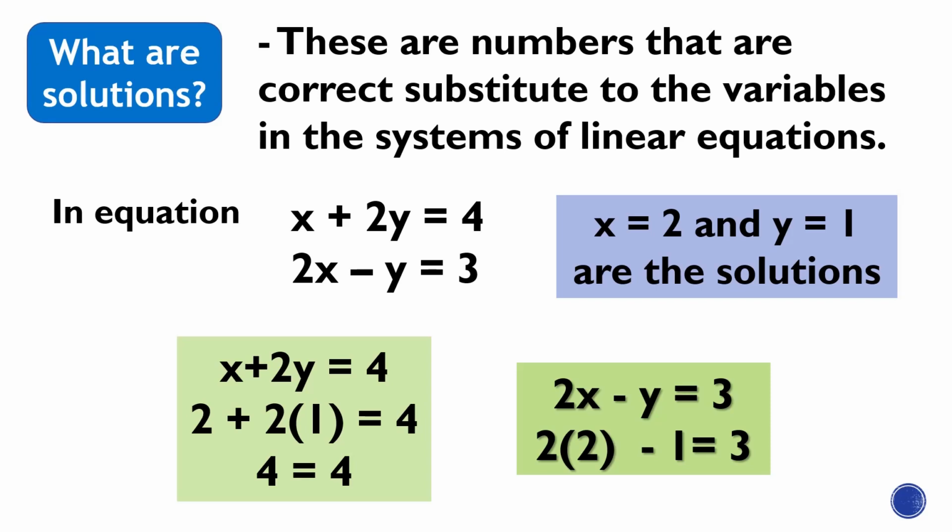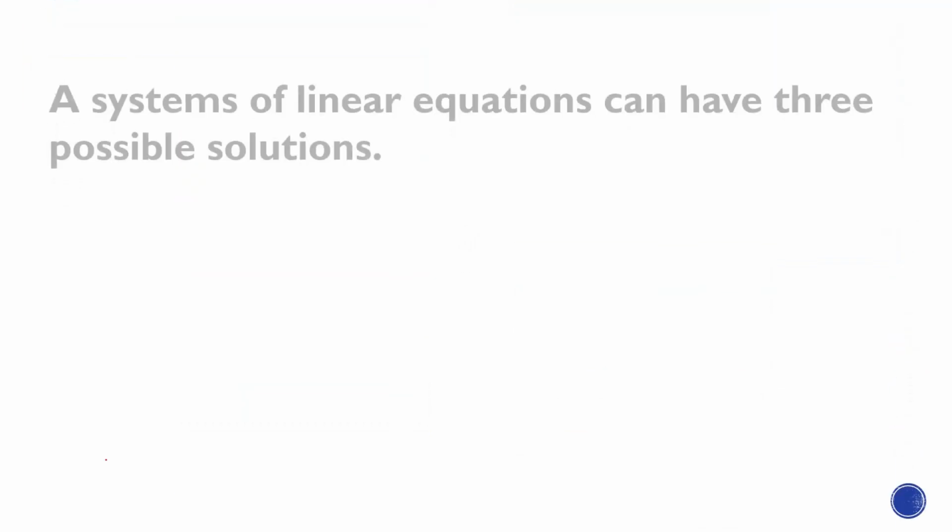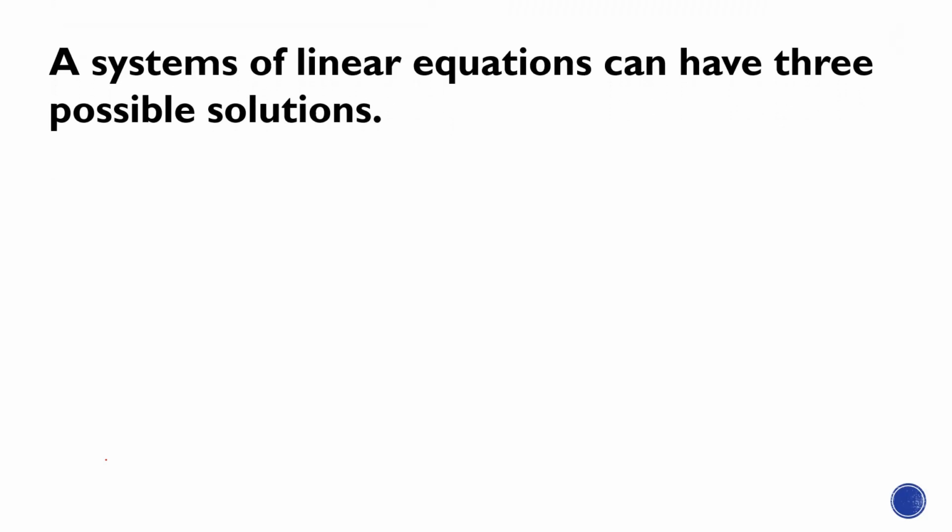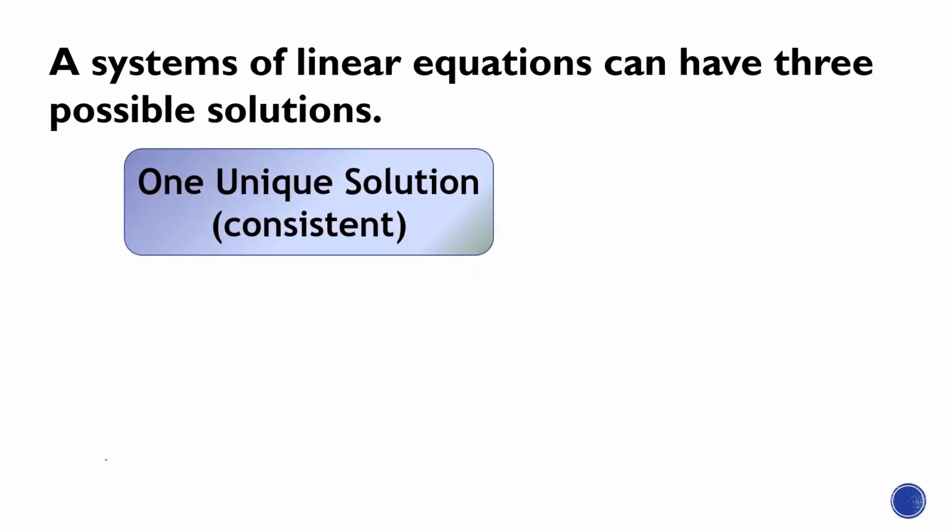Now, in systems of linear equations, when we talk about solutions, there are three possible outcomes. The first is a system can have one unique solution. That means the system is consistent. Like in the previous slide, that is an example of a system with one unique solution. The reason it's called one unique solution is because we have one value of x and one value of y.